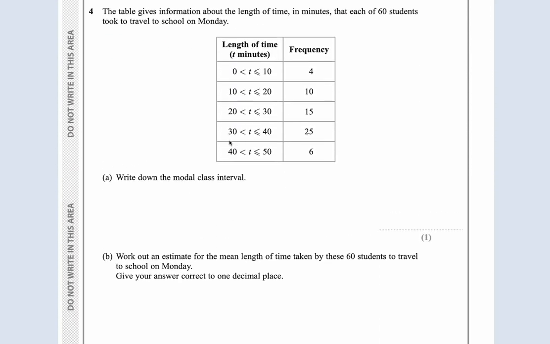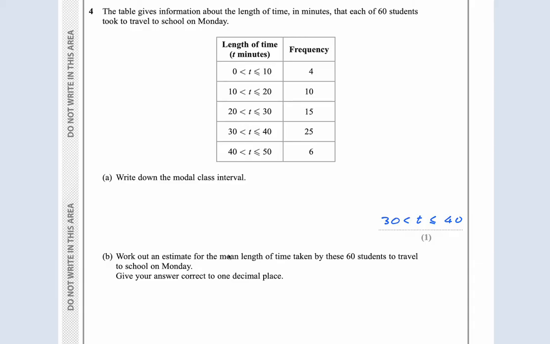Question 4. Write down the modal class interval. So the modal is related to the mode, which is the most frequent, which is the highest frequency. Well, it's this one, because it's 25. Frequency is the biggest one of these. So it's not 25 here, guys. It is this. It's the class, which is 30 less than t less than or equal to 40.